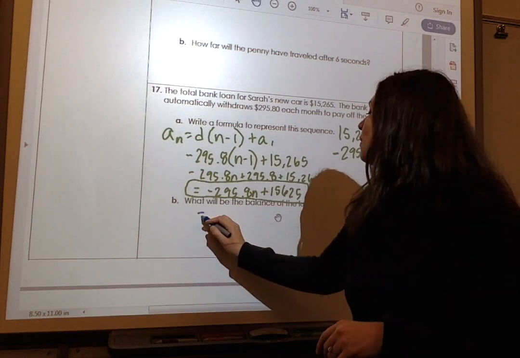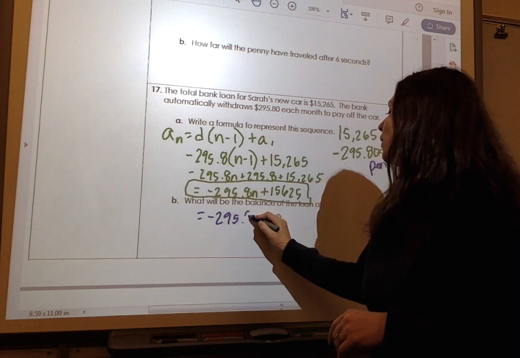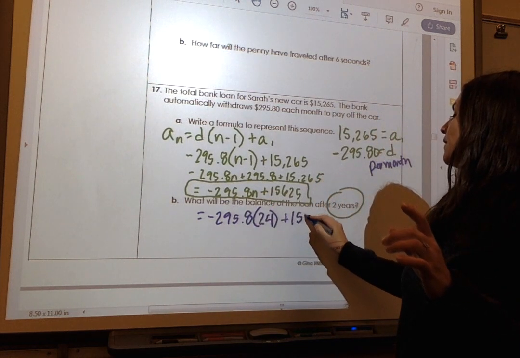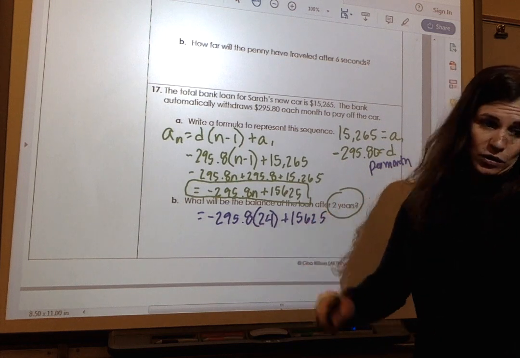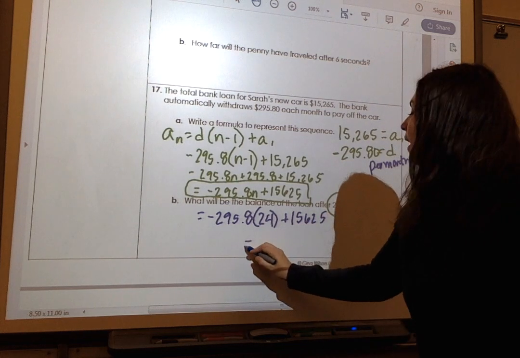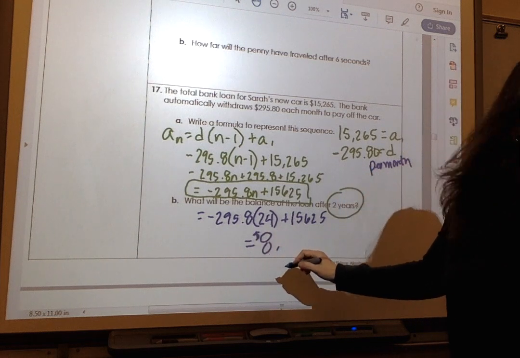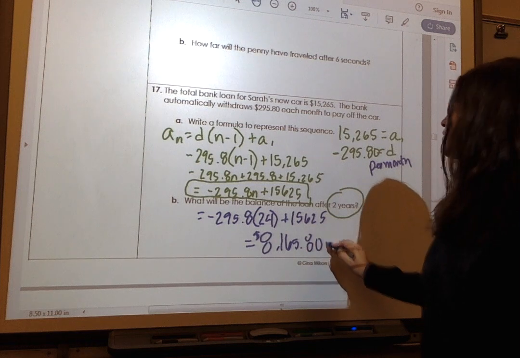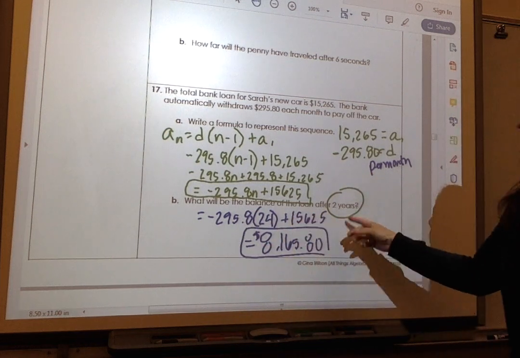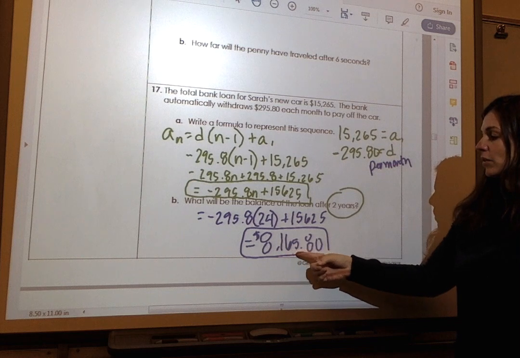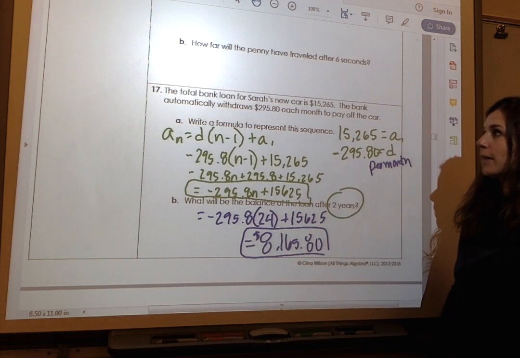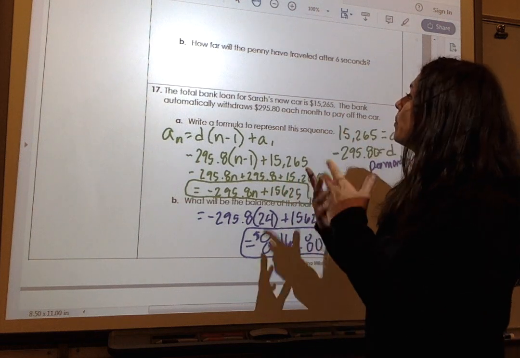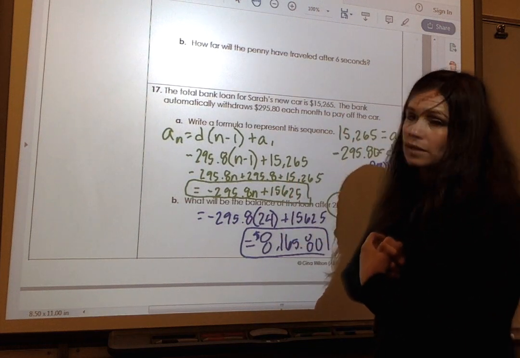So I use my formula, negative 295.8 times 24 months plus 15,625. And when I do my math, I get $8,165.80. So the balance after 2 years is $8,165.80. Okay, so that's how you would use arithmetic sequence to solve problems, which we will be doing. If you have questions, come and see me. Good luck.